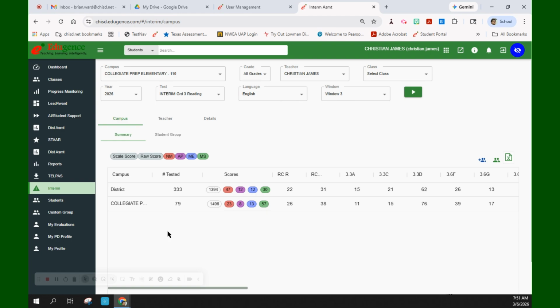And that is the overall summary of our students. So when we look at this, I can see the district compared to the teacher, because again, I'm under a teacher view. If I was under a principal view or a campus administrator view, I would see the different teachers as well. So now when I look at this, what I can see is that there are two reporting categories that are outlined. The first one is the reporting category for the reading. The second one is the reporting category for the writing.